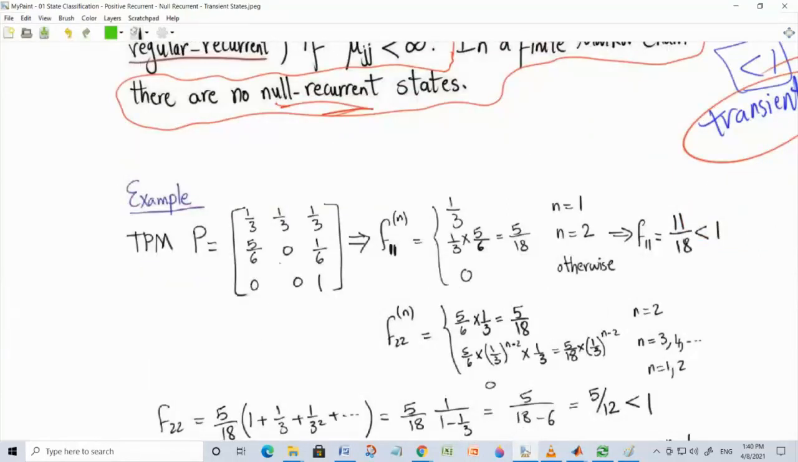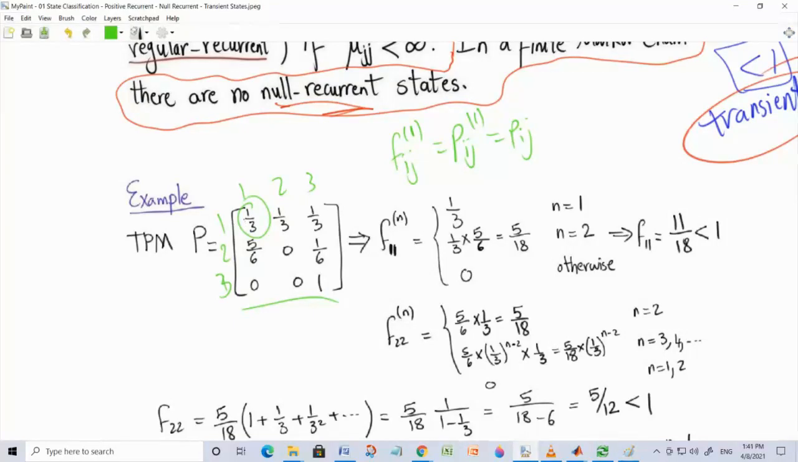Let's take an example. This is a finite Markov chain, and this is the TPM. What is F11 of n? This is the probability that starting in state 1, you enter into state 1 for the first time after n steps. Remember that F_ij(1) is exactly equal to P_ij. So here we have 1/3. The probability that you start in state 1 and enter into state 1 after just one step for the first time is exactly the transition probability from 1 to 1, which is equal to 1/3.